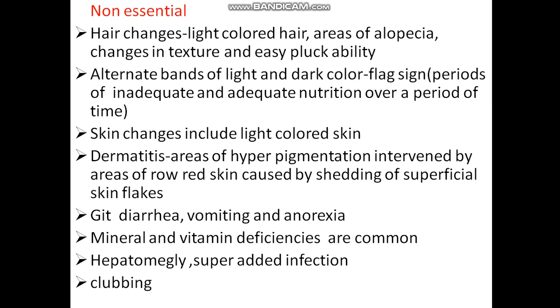Then gastrointestinal system: diarrhea, vomiting and anorexia. Mineral and vitamin deficiencies are common in these children. Hepatomegaly, superadded infection. Superadded infection means one infection has already occurred. After that, secondary infections, large strains of viruses. Then clubbing.